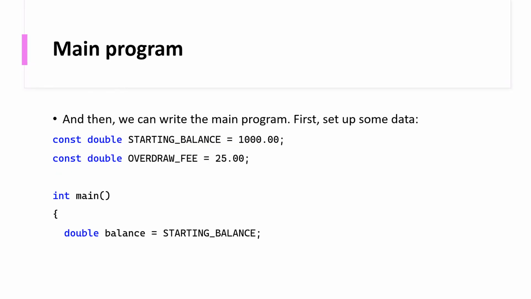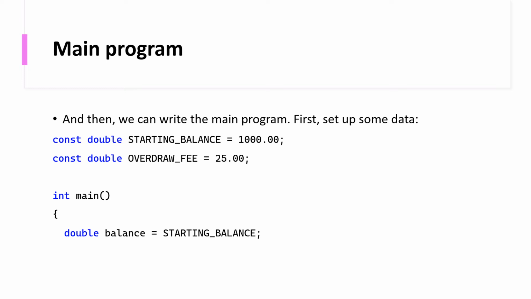Okay, now we can start writing the main program. First, we're going to set up some data. We want a global constant starting balance of $1,000. We're just going to assume that the person has $1,000 to start with. Obviously, in a real banking app, we would look this up from the bank database or something.